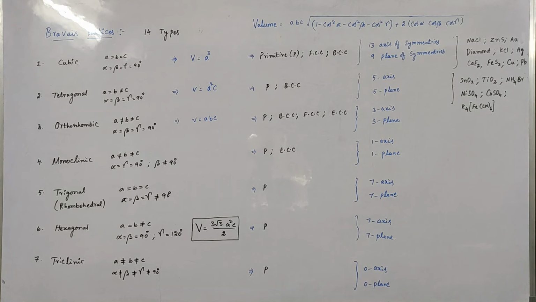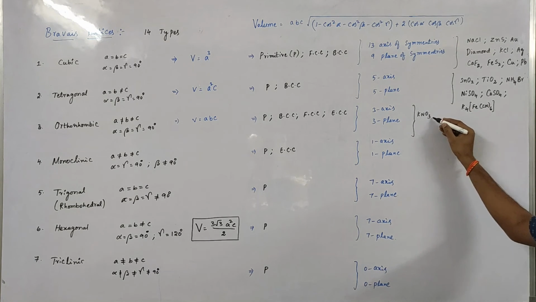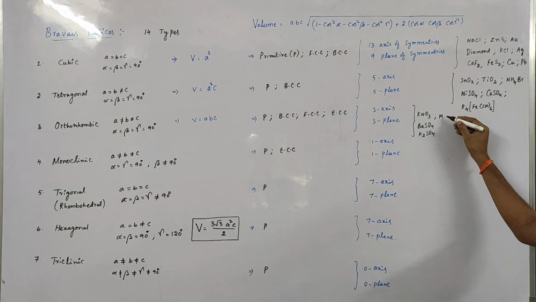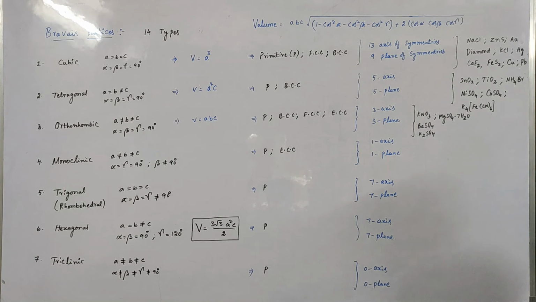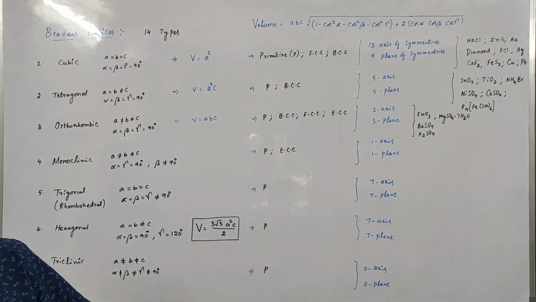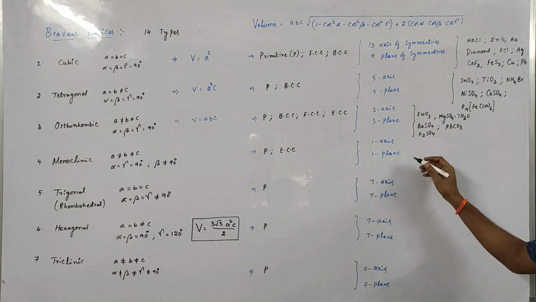Next, regarding orthorhombic. KNO3, BaSO4, K2SO4, MgSO4, MgSO4.7H2O. What is this MgSO4.7H2O? Magnesium sulfate, we call this Epsom salt. It is a luxurious material. What do you mean by luxurious nature? It will wash away everything from your blood. PbCO3, lead carbonate, etc.